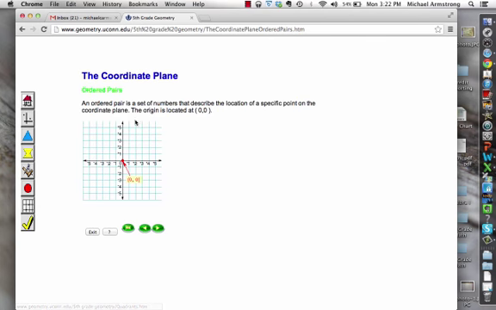Let's see what it says next. An ordered pair is a set of numbers that describe the location of a specific point on the coordinate plane. The origin is located at 0, 0. And that's what I showed you over here.